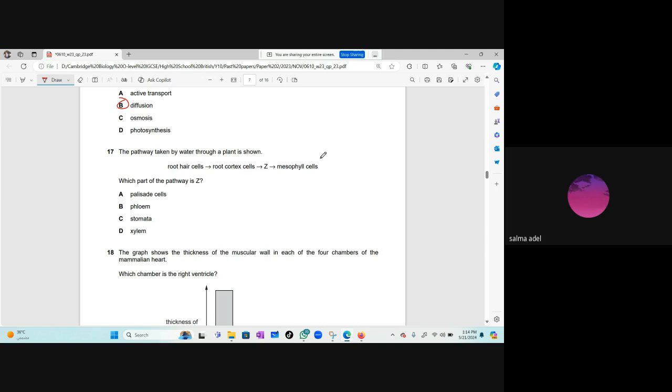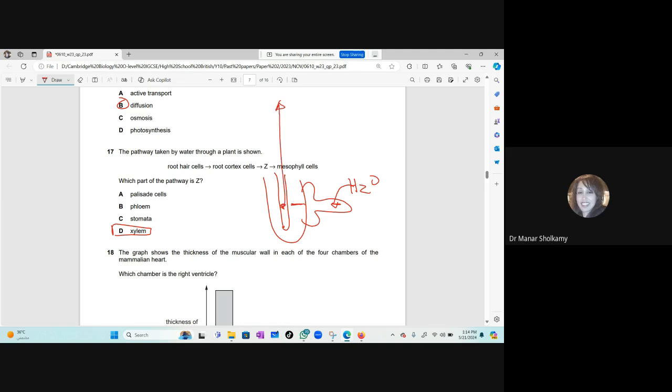D. Yes. Okay. Remember the picture that we always draw. We have the root and the xylem in the center, and we have a big root hair cell. And then we have water in the soil. The water will move into the root hair cell by osmosis, move through the cortex cells, reach the central xylem, and then up to the mesophyll cells, and then it will evaporate.